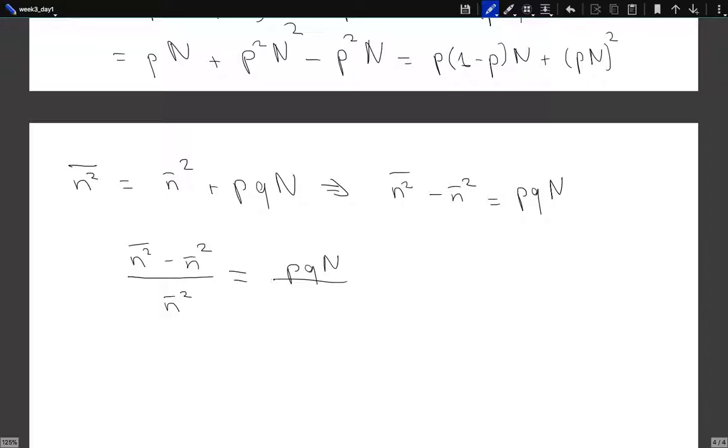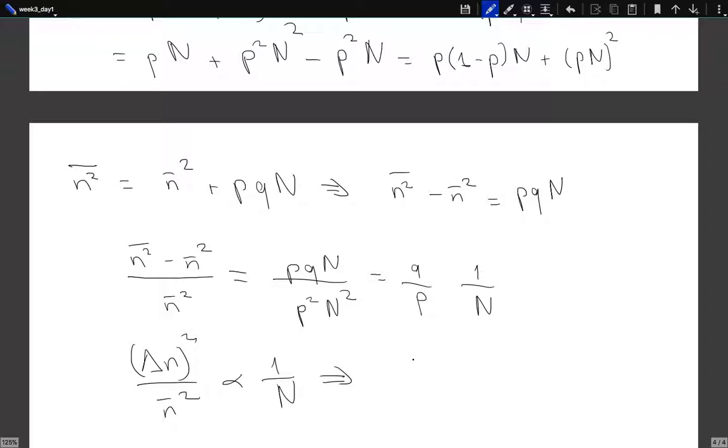So this is pqn over p squared n squared. So basically this is q over p times 1 over n. So this is delta n squared over n average squared. This is proportional to 1 over n, which basically tells me that delta n over n average is proportional to 1 over square root of n.